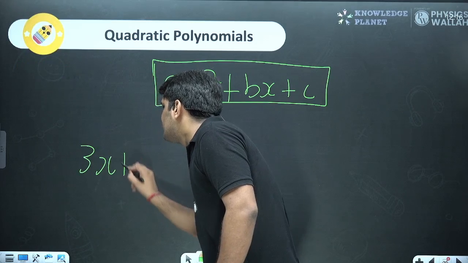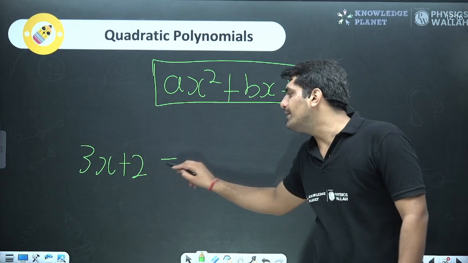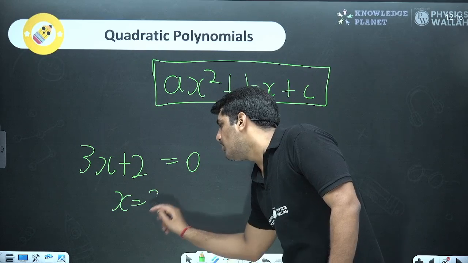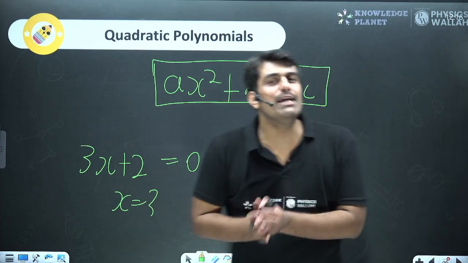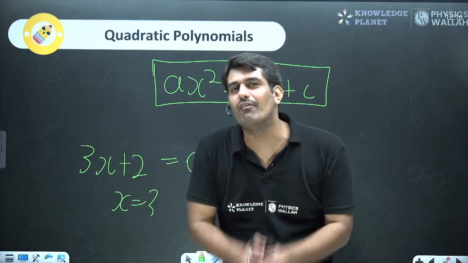3x plus 2. I told you if you need to find the 0, you need to equate it to 0. You'll equate it to 0 like this, and you'll find the value of x. And that will be the 0 of the given polynomial. But the things are not that simple in quadratic. Now the level of the game is up. You cannot easily go forward just by this method.